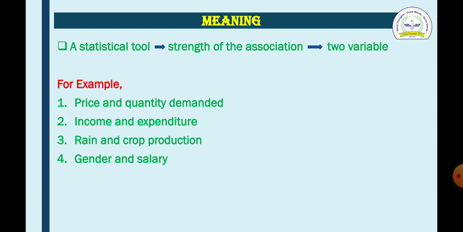Let's take an example. Suppose price and quantity demanded. So here we have two variables, price and quantity demanded. Another example is income and expenditure, rain and crop production, gender and salary. So we can examine the association between two variables with the help of correlation analysis.